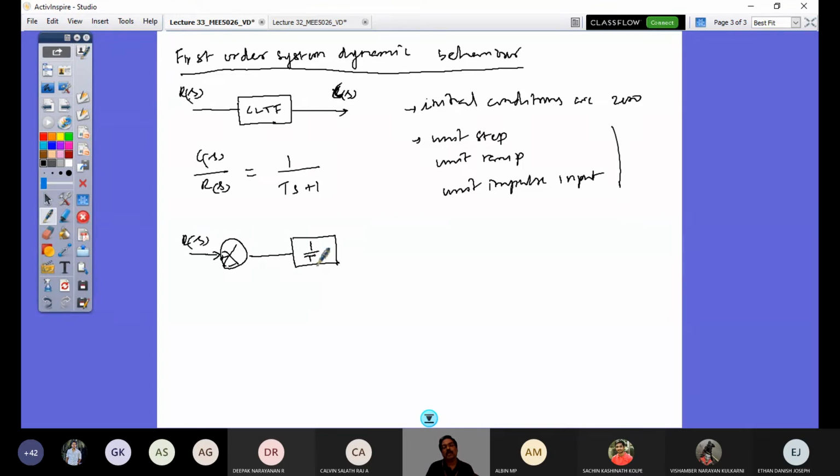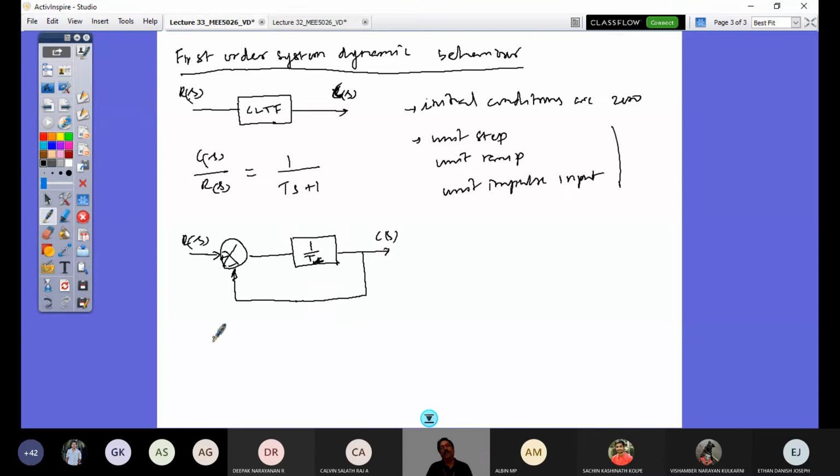It's not writing. Something is happening with this stylus. Yeah, Ts. And this is my output C of S. Let me take here, and the feedback transfer function is of unity, the one function.